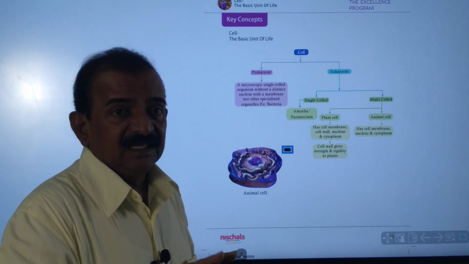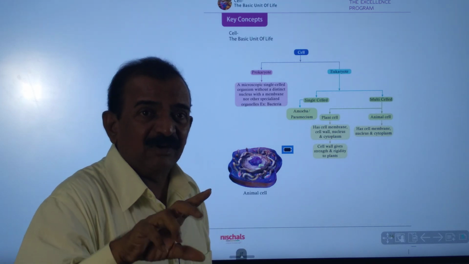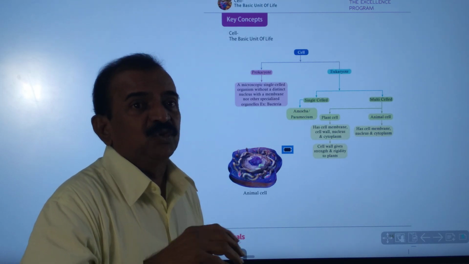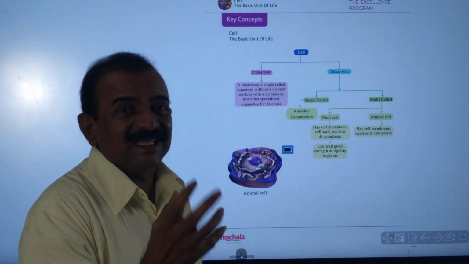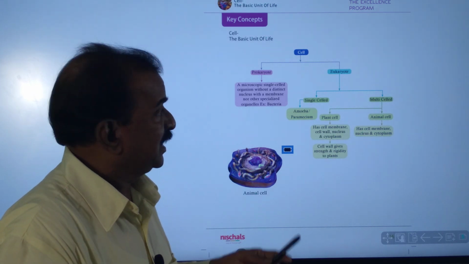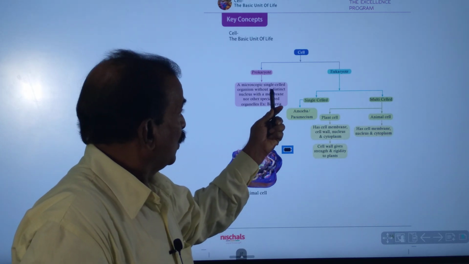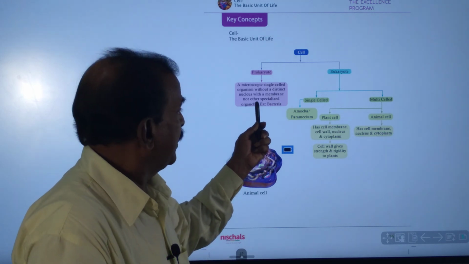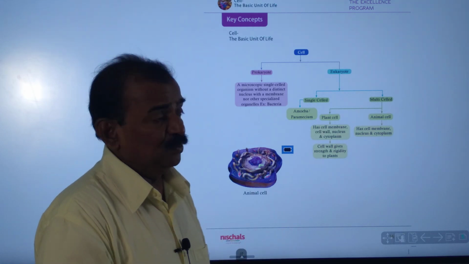The prokaryotic cell does not have a nucleus covered by a nuclear membrane; the nucleoplasm is floating in the protoplasm, and membrane-bound cell organelles are absent. Examples are bacteria and blue-green algae. It is a microscopic single-celled organism without a distinct nucleus, nuclear membrane or other specialized cell organelles.